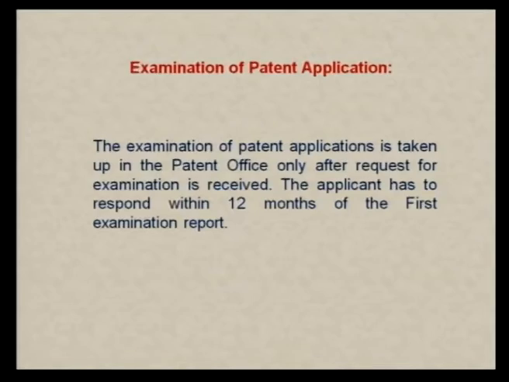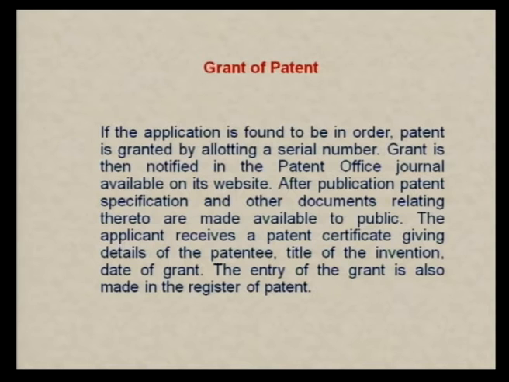So once you go for a request for examination, it will be examined. The examination of patent application is taken up in the Patent Office only after request for examination is received. The applicant has to respond within 12 months of the first examination report. After one examination report, you have to respond within 12 months of the examination report. Now, if the application is found to be in order, patent is granted by allotting a serial number. Grant is then notified in the Patent Office Journal available on its website.